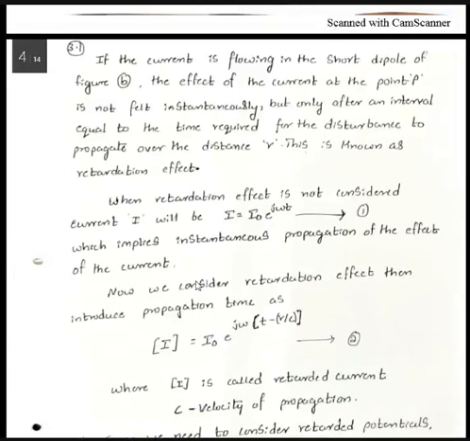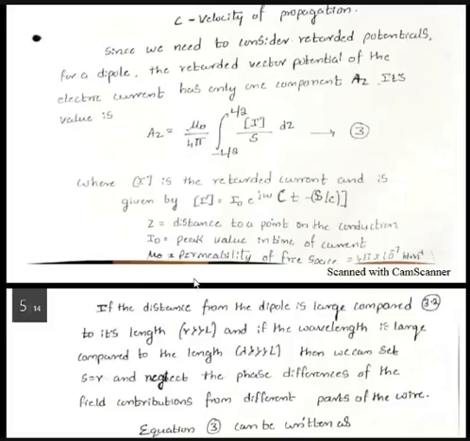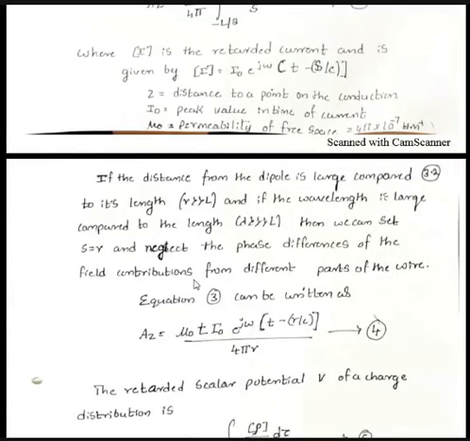Now with this, we have to consider the retardation effect. With retardation effect, the current has to be found out. Then we have to assume that the distance r is large compared to the length of the dipole, or the operating wavelength.